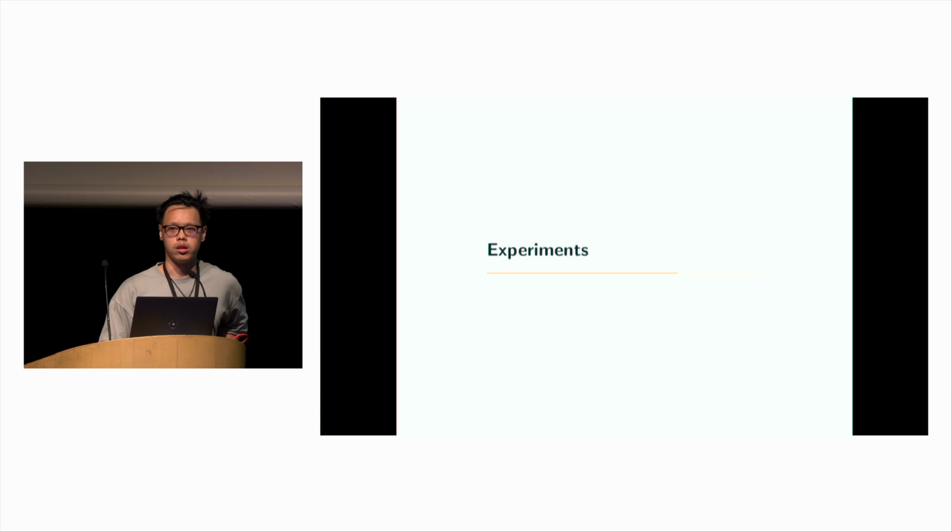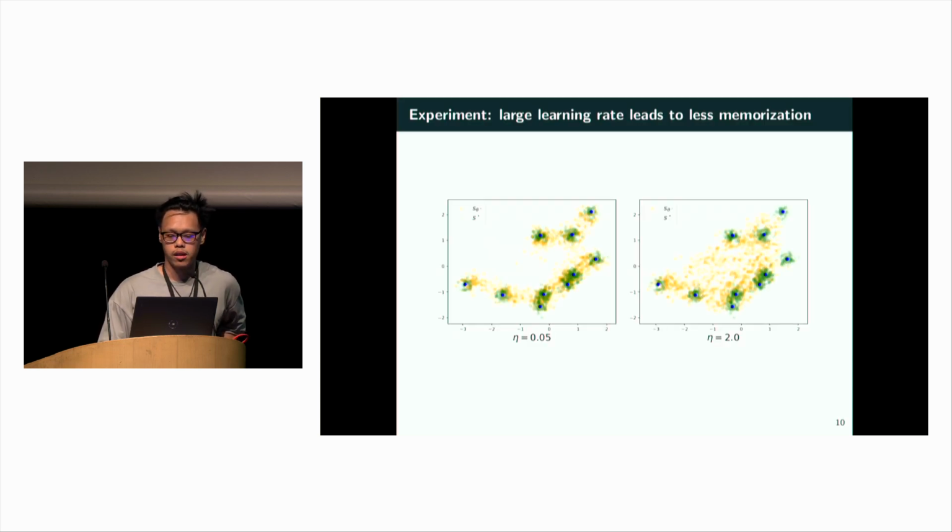Lastly, we conducted some numerical experiments to verify our results. The first is that we find that a large learning rate leads to less memorization. As you can see in the plots on the left-hand side, we trained a model with a smaller learning rate, 0.05, and the sampled data points, which are the orange dots, resemble the training data much more than in the plots on the right-hand side, where the learning rate is large.